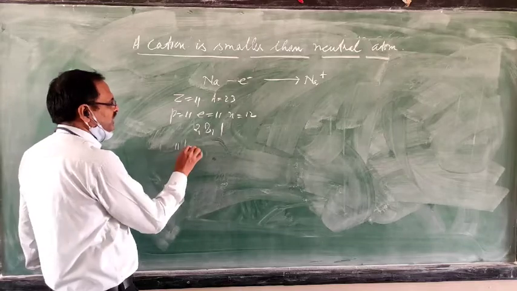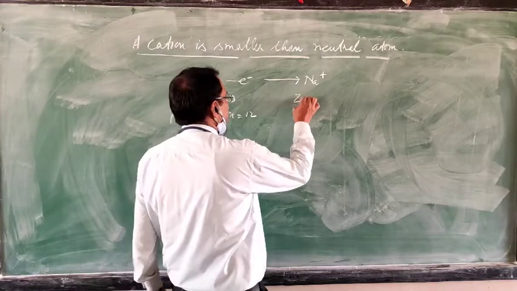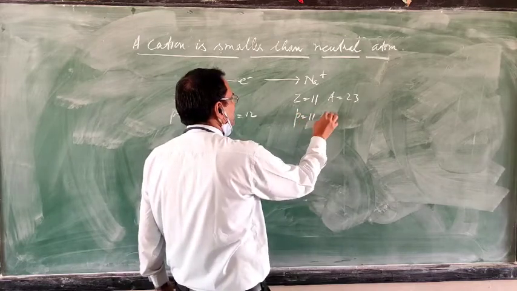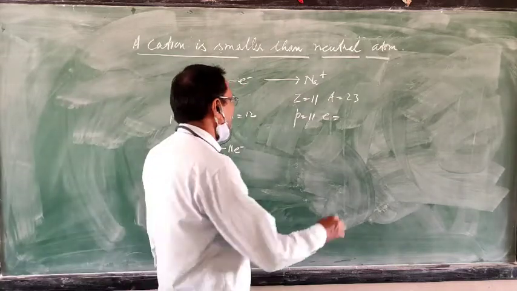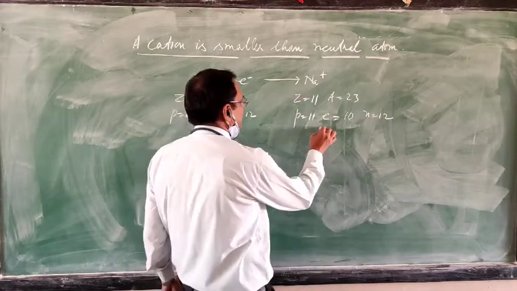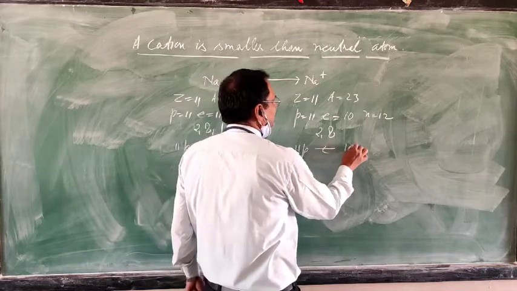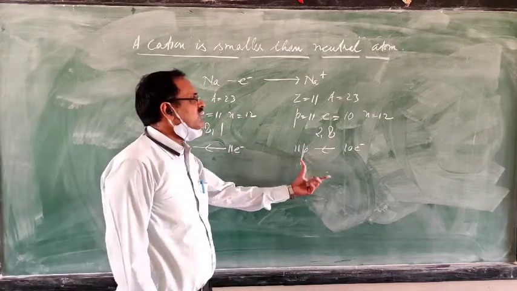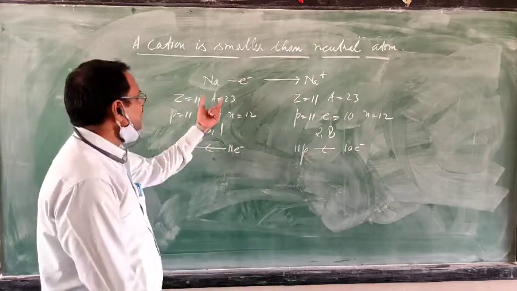So here 11 protons will attract 11 electrons. Now Na+: Z is equal to 11, A is equal to 23, number of protons 11. One electron is lost, so number of electrons will be 10 and neutrons will be 12. So here electronic configuration is only 2, 8, so 11 protons will attract 10 electrons. So force of attraction per electron will be more in Na+. So that's why Na+ will be smaller than the neutral atom sodium.